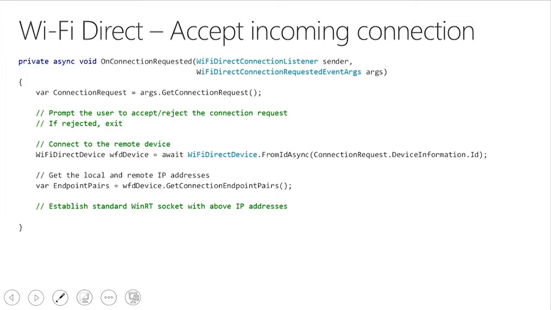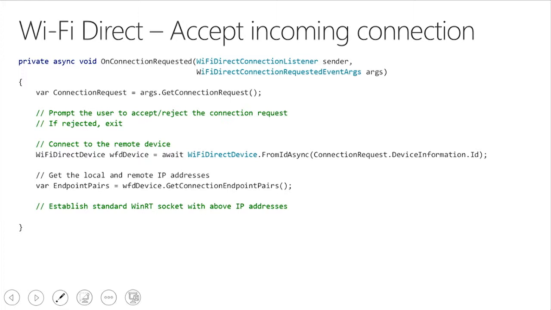So we remember that we had set a callback handler on the advertiser for accepting incoming connection requests from the connector. Let's take a look at how the code looks. So when the connector tries to connect to the advertiser, the connection requested event handler is fired. The advertiser can then retrieve this connection request by calling the getConnectionRequest method on the requested event args. The advertiser at this point can either choose to accept or reject the request. For demo purposes, we are going to accept the request.